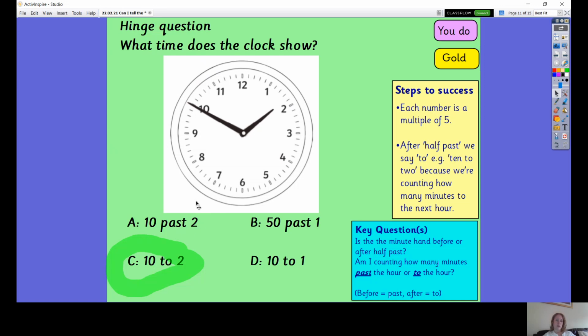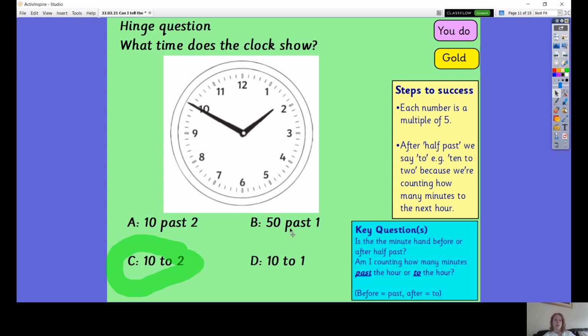It's not 10 past 2 because we're on the to side of the clock. This is the past side of the clock, and we've gone past that. It's not 10 to 1. It is 10 to, but it's not 10 to 1. It's 10 to 2, not 10 to 1. It's already gone past 1 o'clock, so it's not 10 to 1.